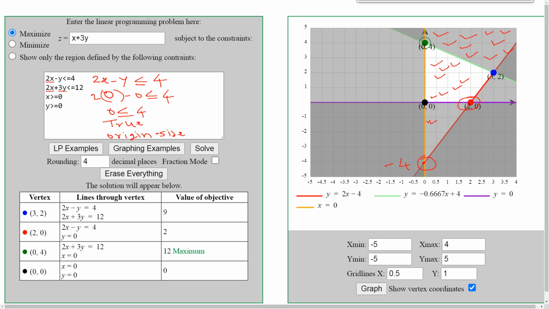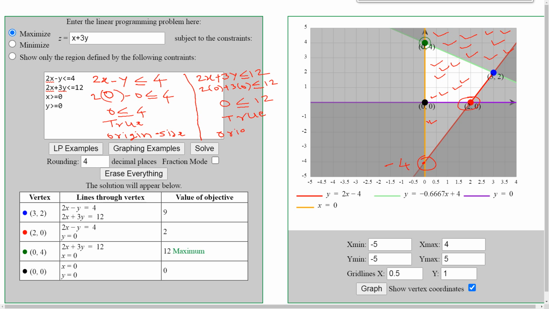Now, why are we shading the origin side? Because the inequality is true, 0 is less than or equal to 4. In case it is false, we would have shaded the non-origin side, but here we have to shade the origin side of this line. Now the second inequality, 2x plus 3y is less than or equal to 12. Again put the value of x as 0 and y as 0, because the origin has 0, 0 coordinates. Check whether this inequality is satisfied or not. It is satisfied, it is true.